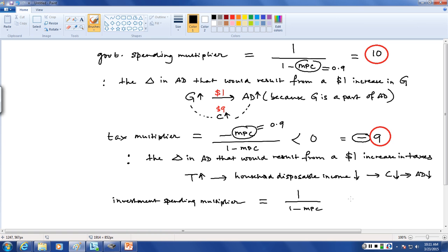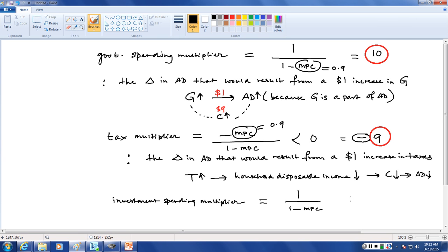We did, right? Because when firms increase their purchase of new machines by $1, the effect is as if the government increased its spending by $1. The effect will be exactly the same. Because when businesses spend an extra dollar on machines, that extra dollar will, of course, directly affect AD, because investment spending is a part of AD. So that's the direct effect.